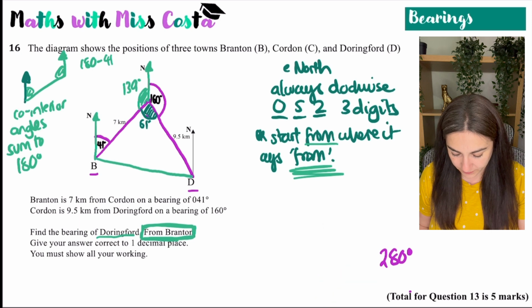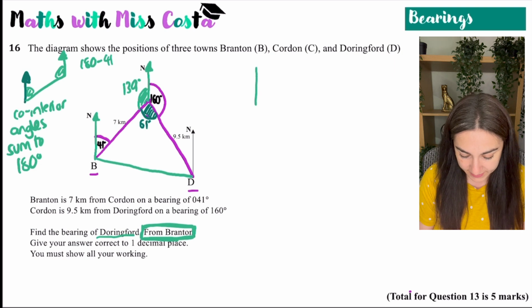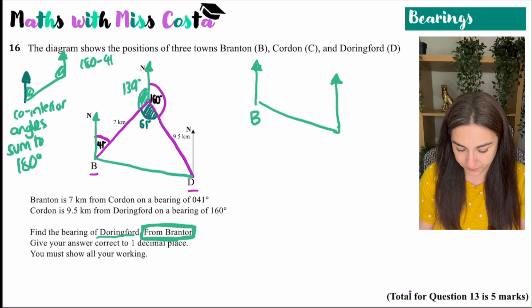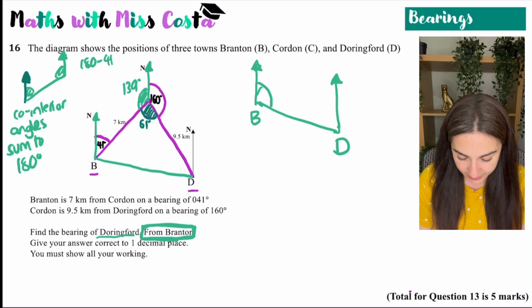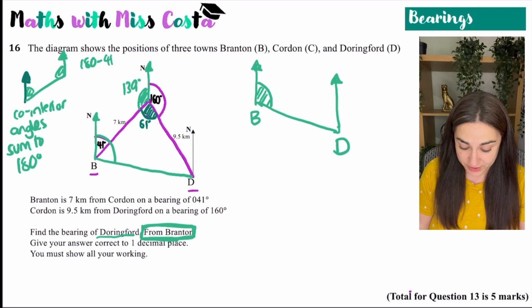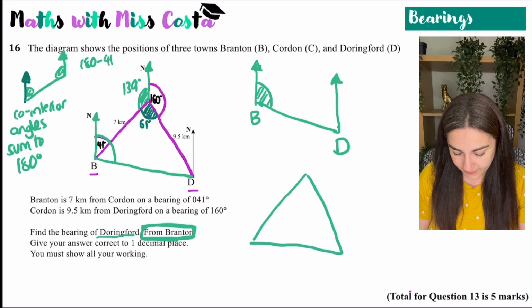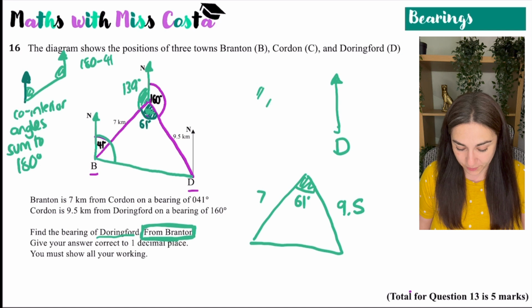Essentially, this is the bearing that I need to work out. So I'll draw it separately here. This is Branton, and this is Dorringford. This is what it would look like if it was just one bearing, and I need to work out this angle here, which would be all of this. In order to do that, I have formed a triangle here, and I know this angle is 61 degrees because it's over here. I know this side is 7 and this side is 9.5. So I am going to have to use some advanced trigonometry to work out the next steps.